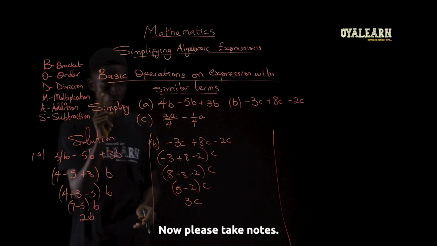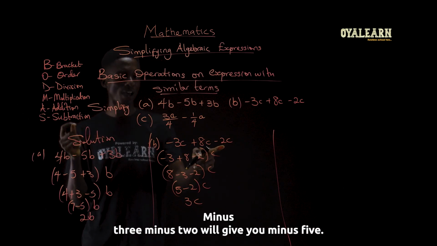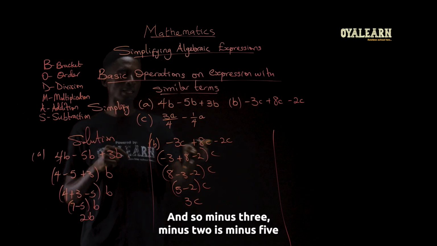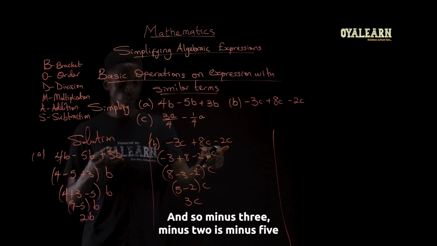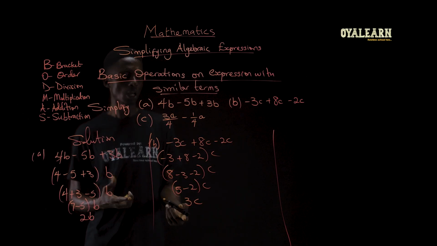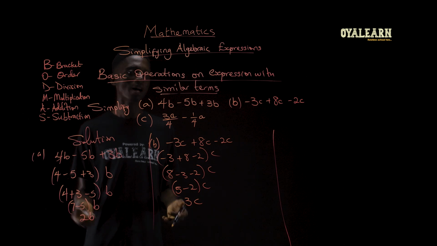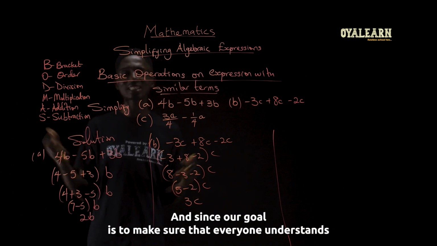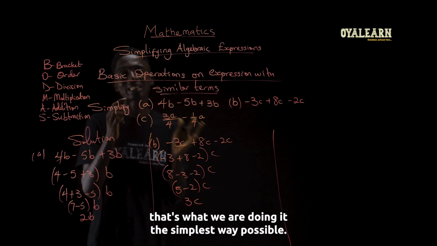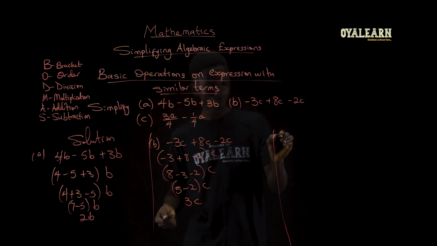Now please take note. Minus 3 minus 2 will give you minus 5. I've shown you something like that earlier before we started all this basic operation. And so minus 3 minus 2 is minus 5, and 8 minus 5 is still plus 3 as we have here. I just believe that when you arrange them like this, it becomes a lot simpler for everyone to get it. And since our goal is to make sure that everyone understands, that's why we're doing it the simplest way possible. Now to the final one.